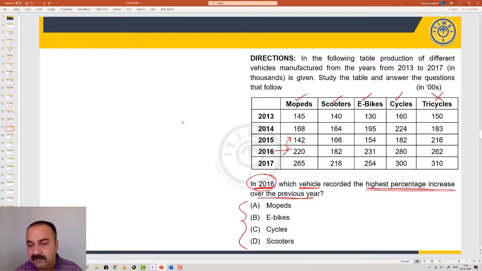142. Similarly for scooters, 182 over 166, 231 over 154, 280 over 182, and the last one we are not going to calculate. So in 2016, over the previous year, which vehicle category had the highest percentage increase? So when we are moving from 142 to 220, what is the percentage increase? When we are moving from 166 to 182, what is the percentage increase? When we are moving from 154 to 231, what is the percentage increase? And 182 to 280, what is the percentage increase? And the highest one of them will have to be chosen as an answer.